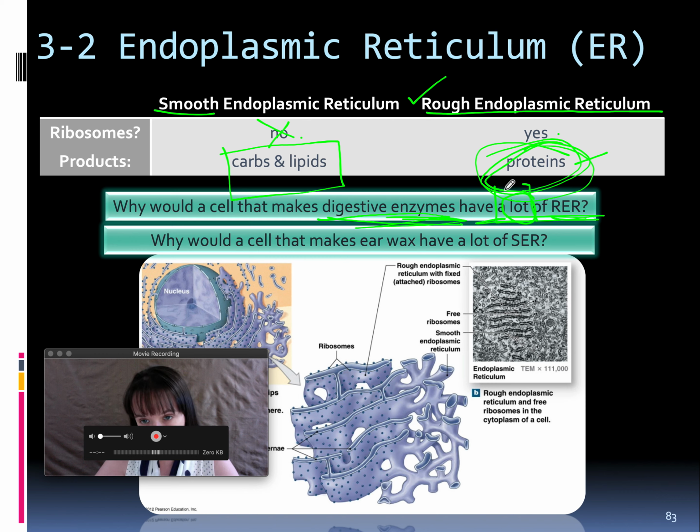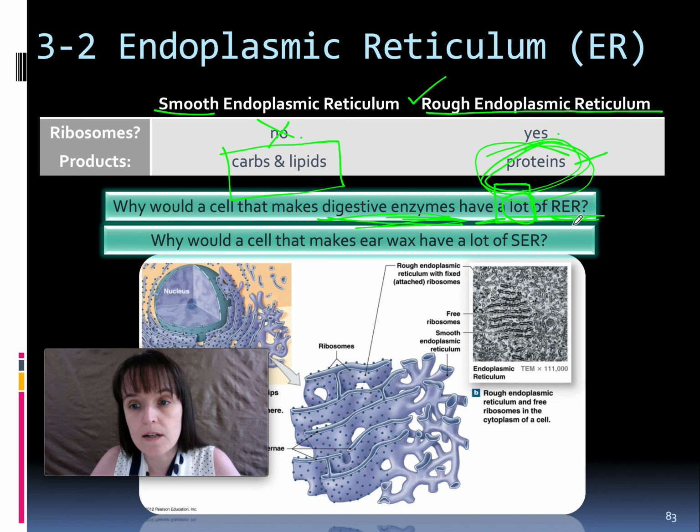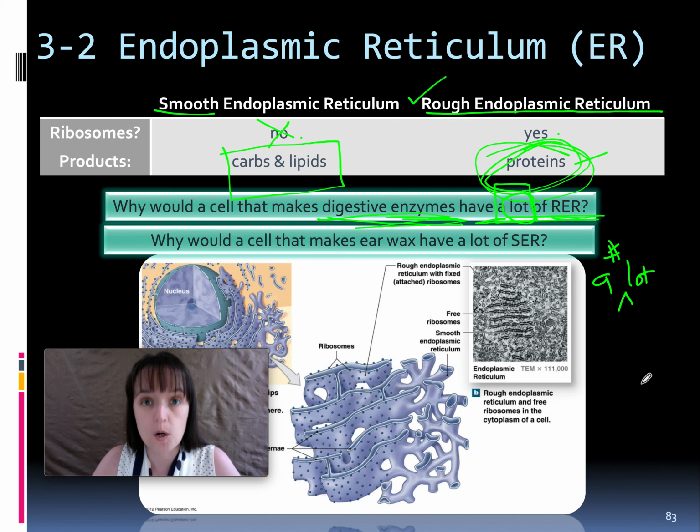And also, y'all are college educated now. I want you to notice that a lot is 2 words. A lot. There's a space there. So that caret means add, and the hashtag means space. That's what that means, really. So a lot is actually 2 words, and y'all are college educated now, so now you know that a lot is 2 words with a space.